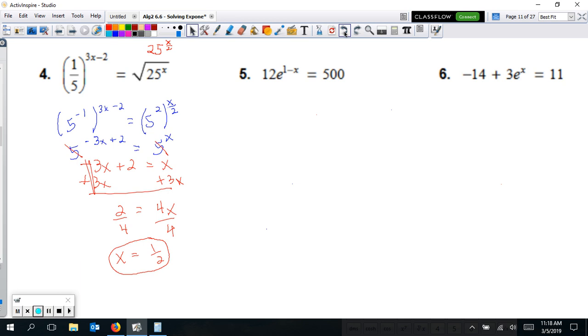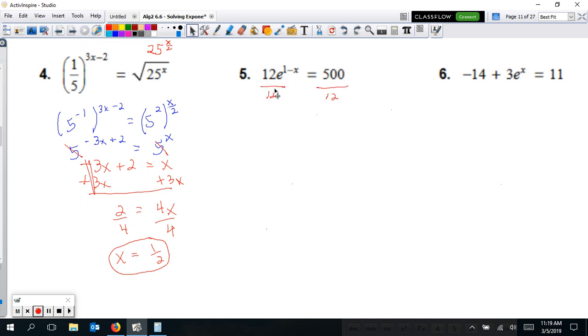So you can see these are not too difficult to do. Just as you're starting out, you just got to think about it. How can you get these bases to be the same base? So like on number 5 here, first of all, on this one, we do not have the base by itself. This is a 12e. We want to get the e by itself. We need to get rid of the 12. So to do that, we're going to have to divide out the 12 first on this one.